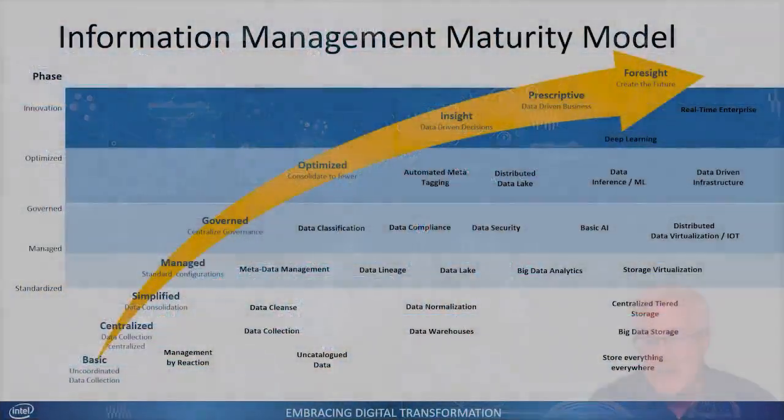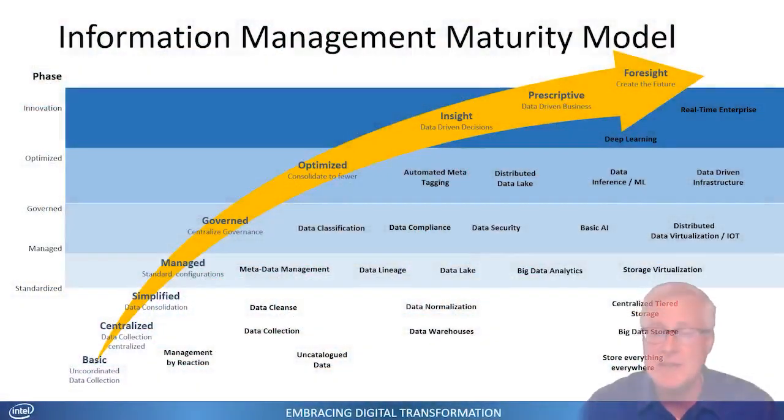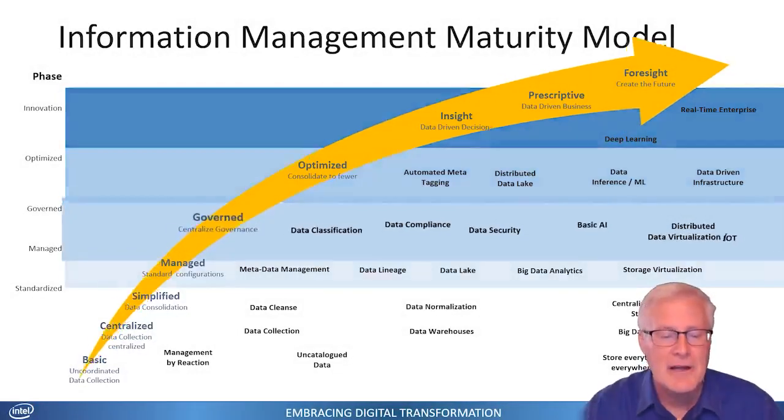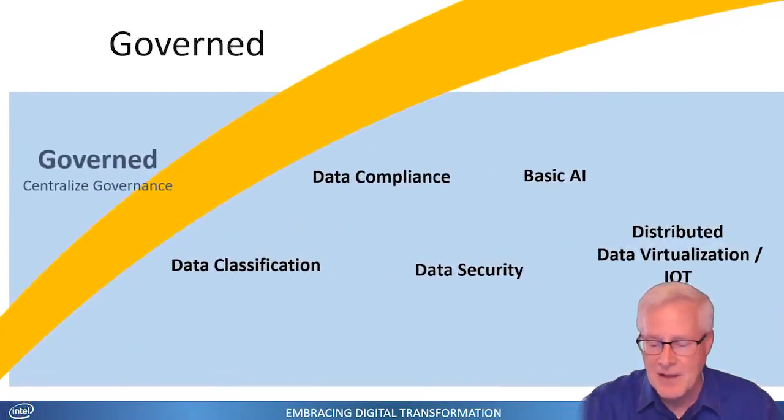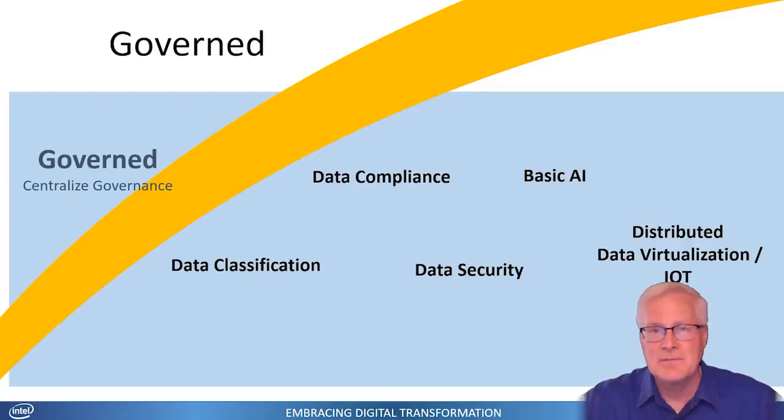Now, the next phase that we see people, the most logical phase moving up now, is governed. And with the governed phase, the best way to look at it is that now I have centralized governance across all my data sources. It's almost like having managed not just the infrastructure or the data itself, but now I'm going to actually manage and govern the information.